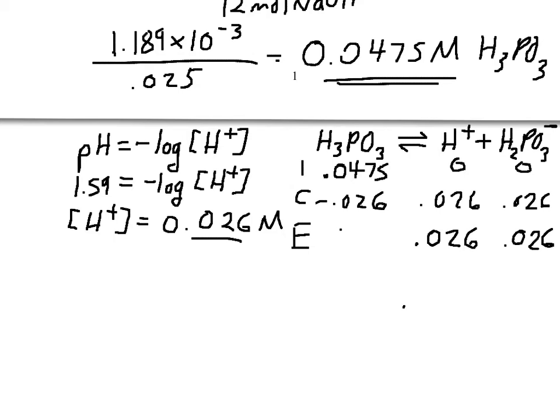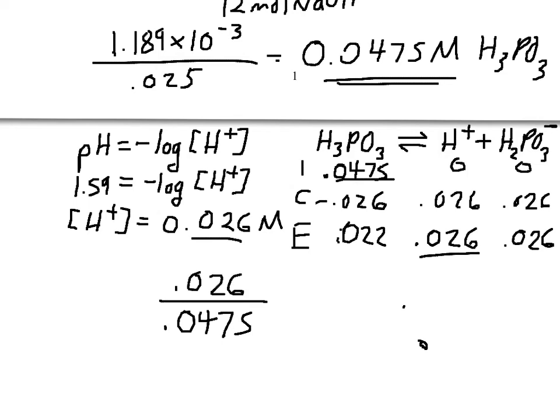Which makes this 0.022. Actually, I don't really have to go through and finish the entire ICE table to do most of this, because really the only numbers I needed were that number and that number. I don't even have to figure out the rest of it, but it doesn't hurt to go ahead and do it. So I have the original amount, 0.0475. I have the amount it dissociated by, 0.026. So I just find the percent dissociation, multiply it by 100, and I get about 55% dissociated.